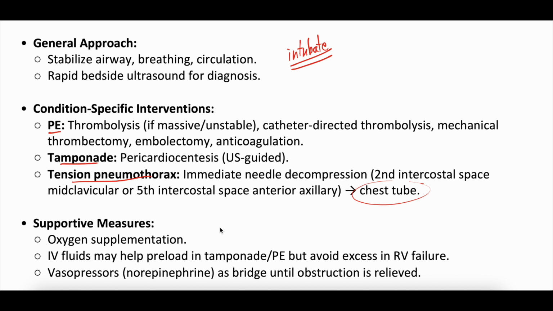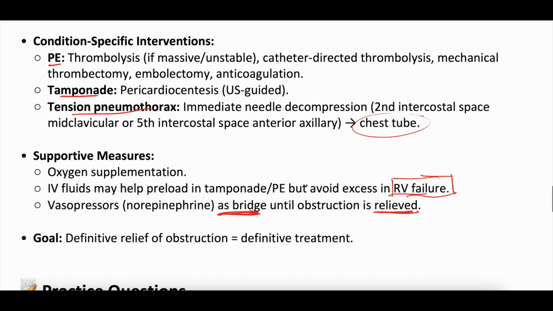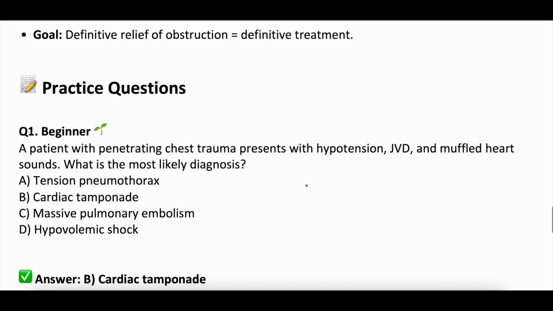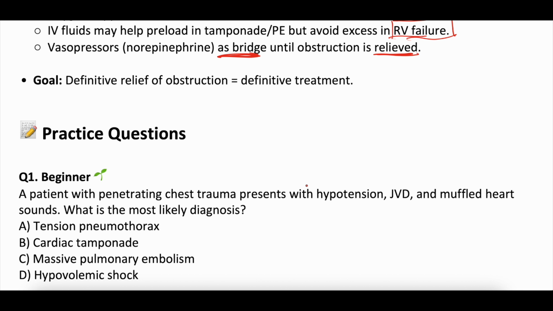IV fluids in something like tamponade and PE may help the preload, but if you give an excess, it's going to cause RV failure, right? So you might need some volume, but just know there is a curve there where you can fall over that curve and stress the RV out more. Vasopressors just as a bridge, right? Keyword: a bridge until obstruction is relieved, because that's the treatment for these conditions. Goal for all treatment is definitive relief of obstruction. Treat the underlying cause. All right, that's all we have for the main episode today.